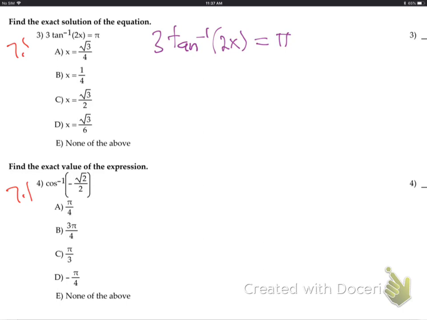Yeah, let's start by dividing by 3. Let's start by dividing by 3. Good idea. Okay. What do we do now?